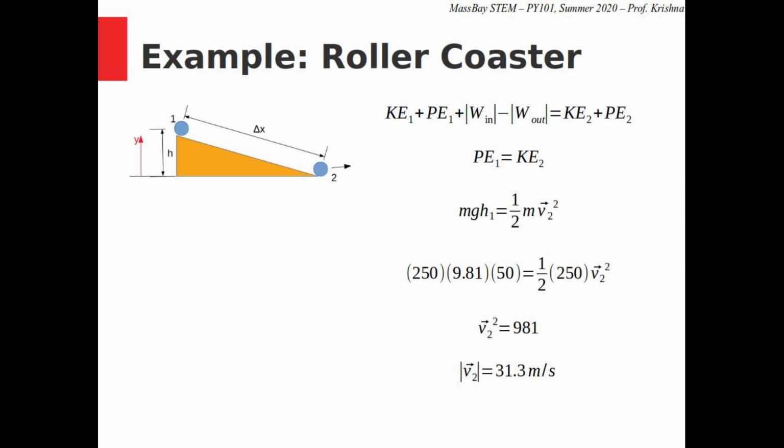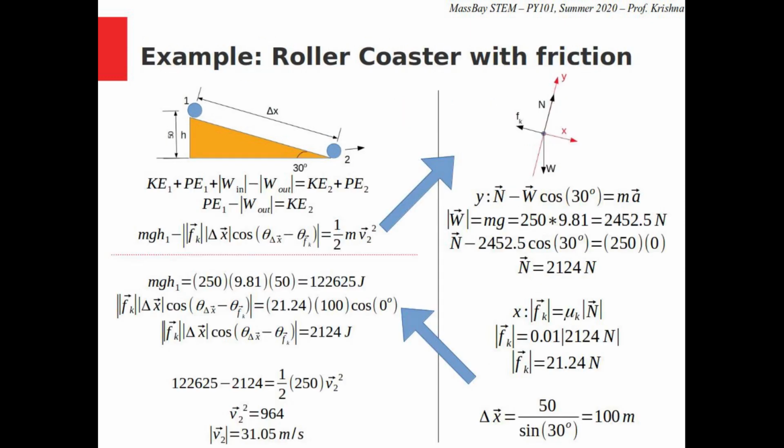Initially, it's not moving, so there's no kinetic energy at the beginning. It does have potential energy, however. We are ignoring friction, so there's no work out, and there's nothing to push it besides gravity, so there's no work in. At the end, it is at ground level, so there's no potential energy at the end. That leaves us with potential energy 1 equals kinetic energy 2. Substituting all the information that we know, we end up with a final velocity of 31.3 meters per second.